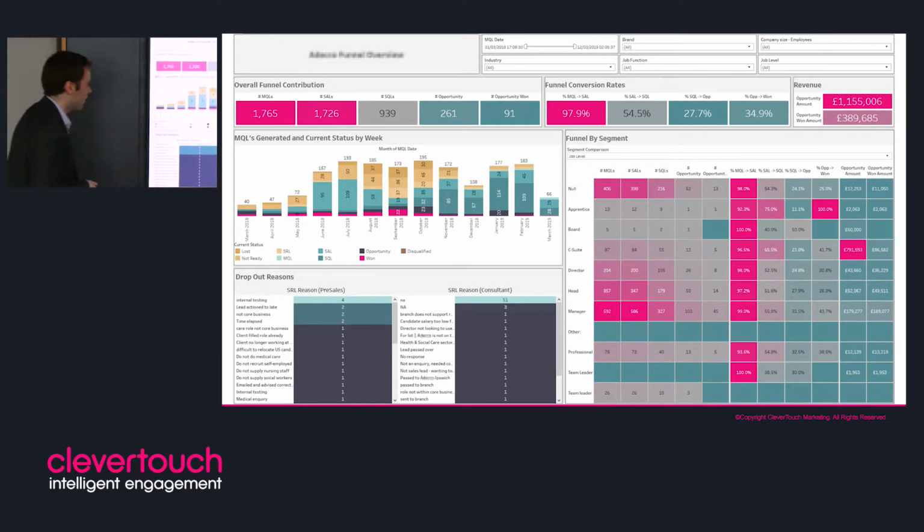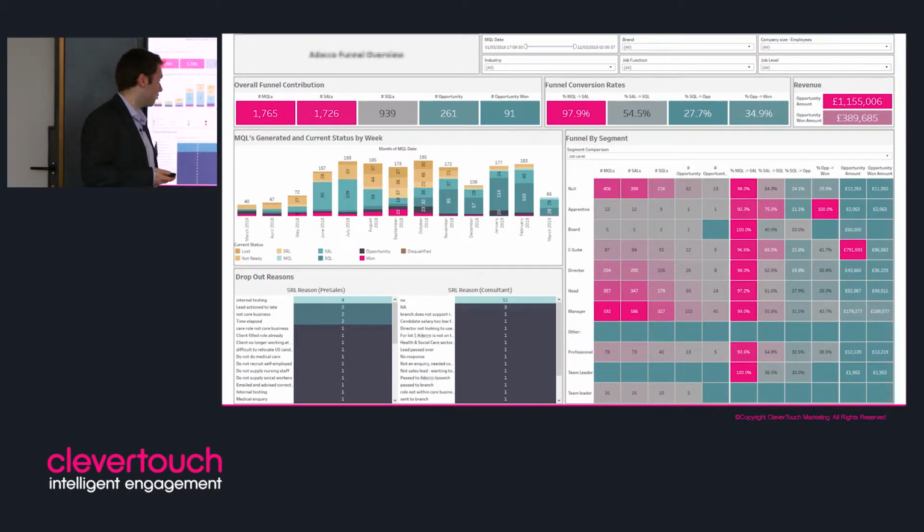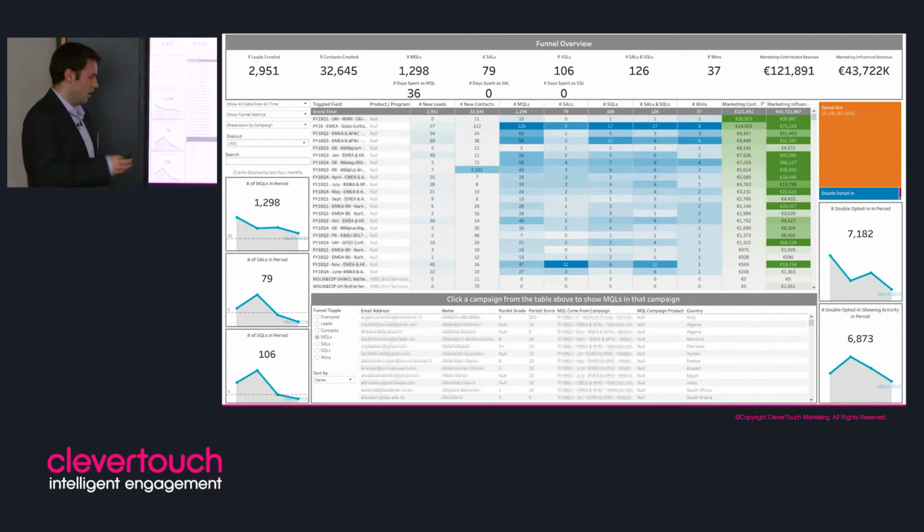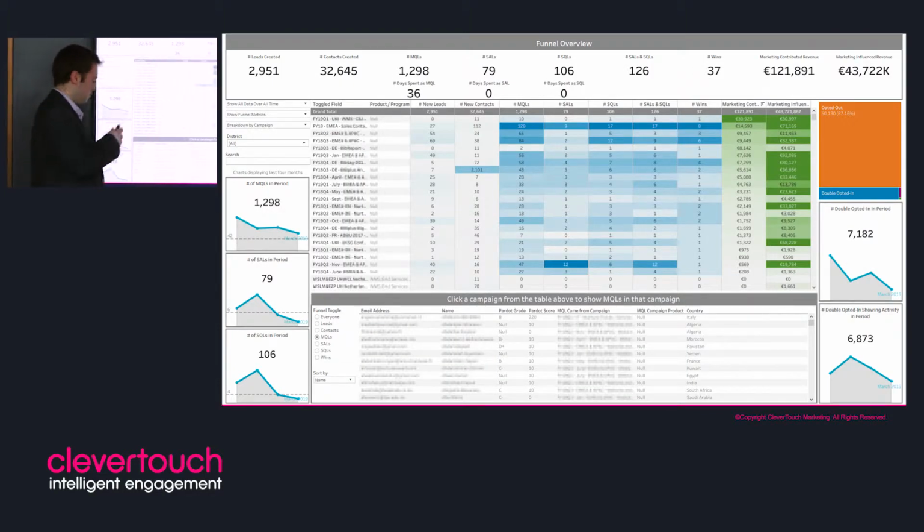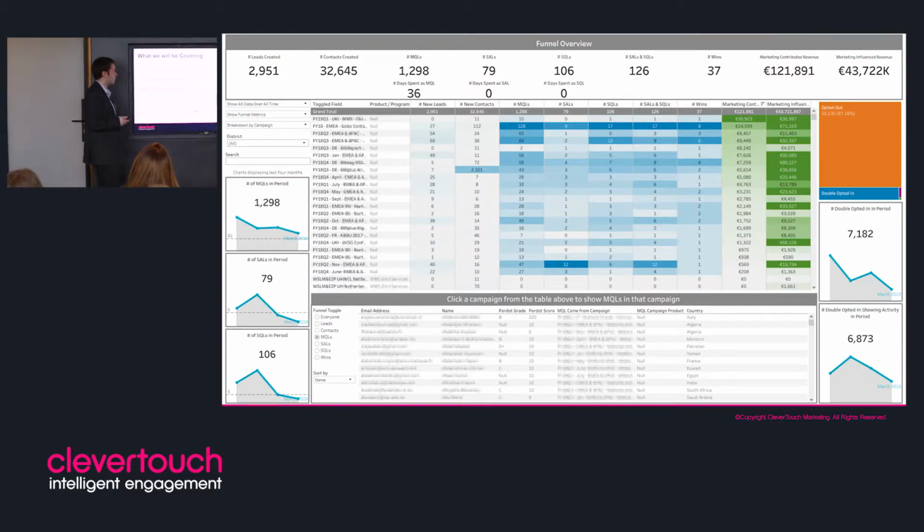So I'm going to talk through two dashboards that we've built for clients, and I've changed some of the numbers around so it's anonymized, so they might not all make total sense. But I'm going to be hopefully exploring what these are and how they're useful to you and the questions you should be looking at.